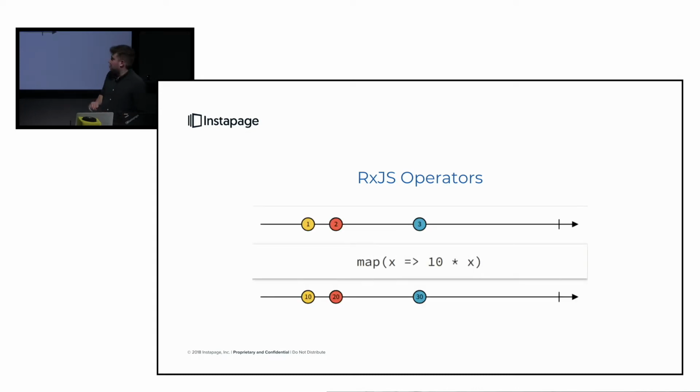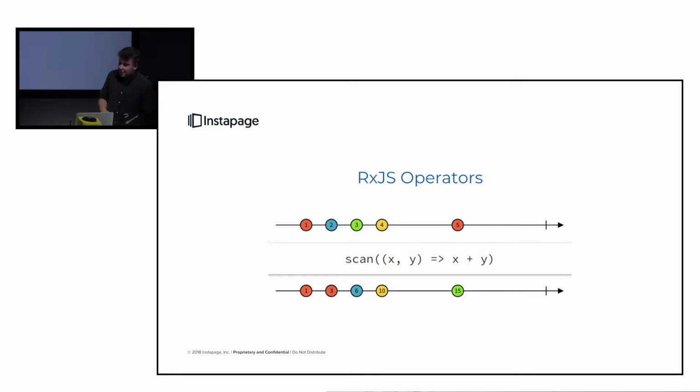You have the simple map operator. As you see, you have the stream of 3 numbers. You just map it and multiply it by 10, and you get the new stream of the numbers multiplied by 10. Going further, you have the scan operator.